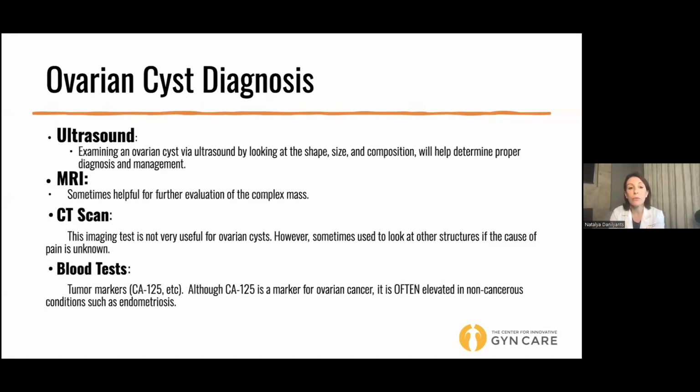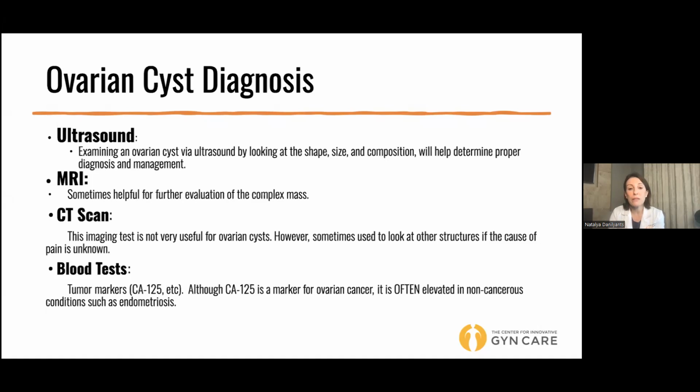Sometimes MRI can be helpful for further evaluation of these cysts. They're called complex, so cysts that have some solid components. Sometimes we'll get an MRI. CT scan is typically not really useful for ovarian cysts, but in some cases, let's say if cancer is suspected, CT scan is helpful to look at other structures to see if there's any abnormal tissue or tumors outside of the ovary.